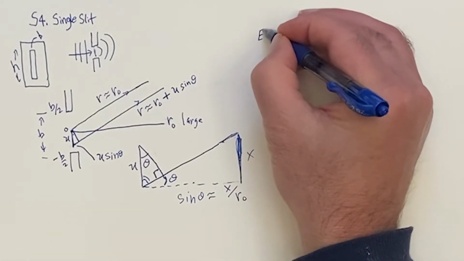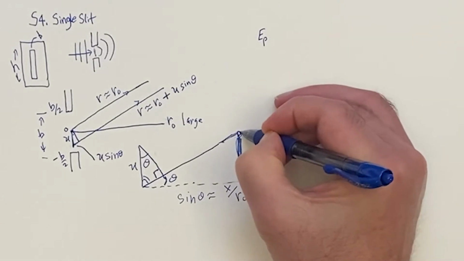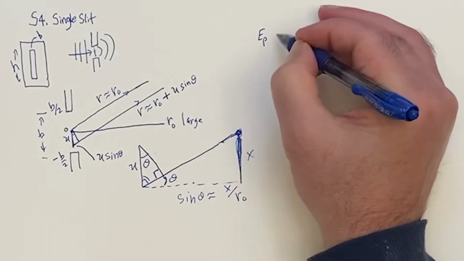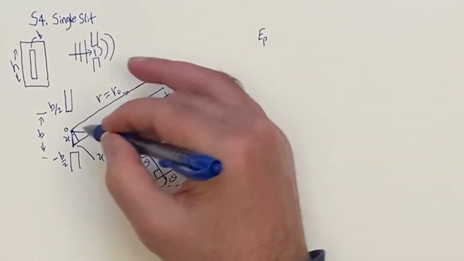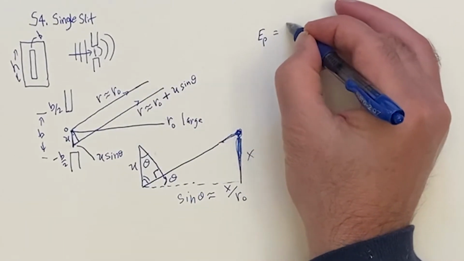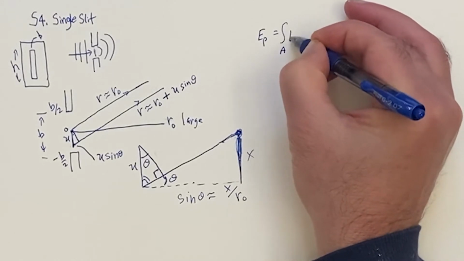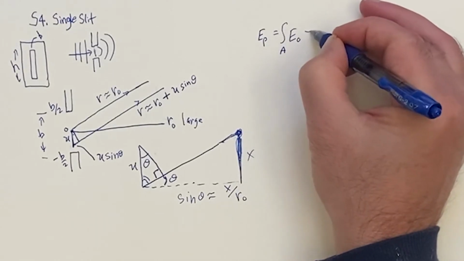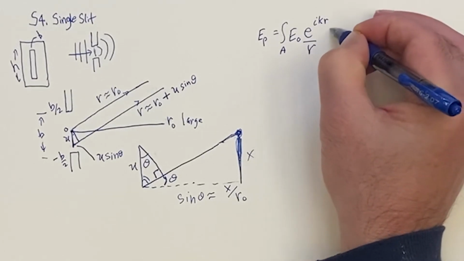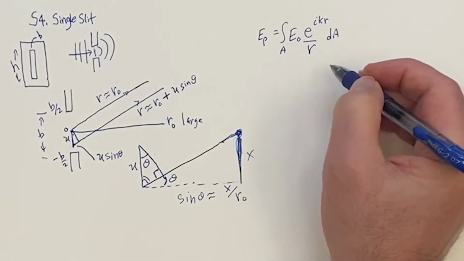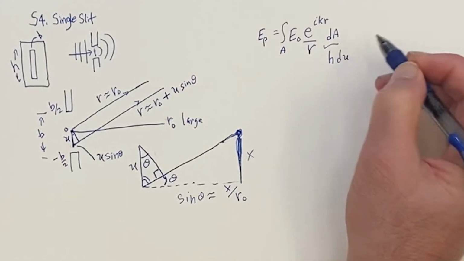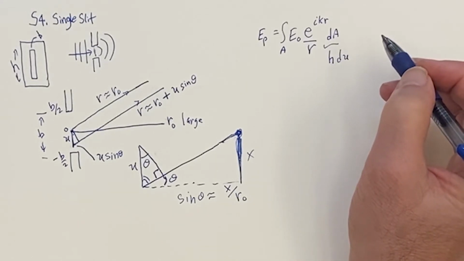So we're really interested in taking, there's a point P out here on the screen, and we want to integrate over all these that are going to head over to point P. So that would be the integral over the aperture, E naught, that's our constant here. Before we called that C. And we're going to look at this integral. And here the area is going to be the height in that other dimension times du. Right? That's going to be the area that we're looking at.